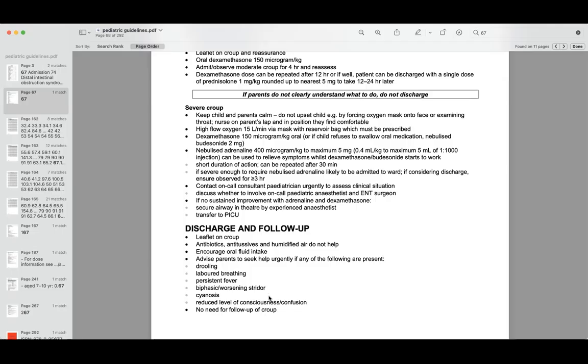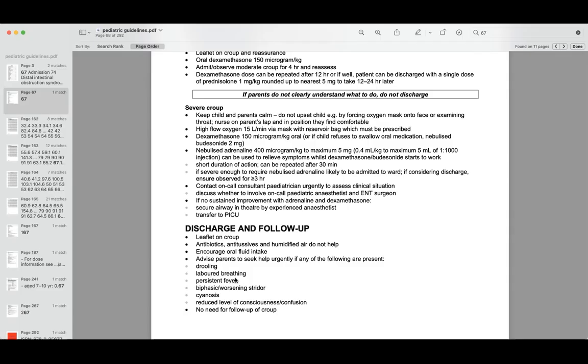If it is worsening you also think of foreign body, because all are differentials: persistent fever for bacterial tracheitis, drooling for epiglottitis, labored breathing for croup versus epiglottitis. So biphasic can occur if the croup worsens, and also occurs in foreign body. Biphasic means both inspiratory and expiratory. Normally stridor is an inspiratory sound, but if it worsens you can have biphasic, and also in foreign body.